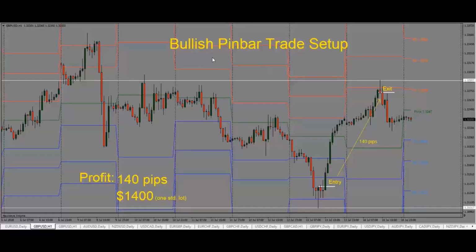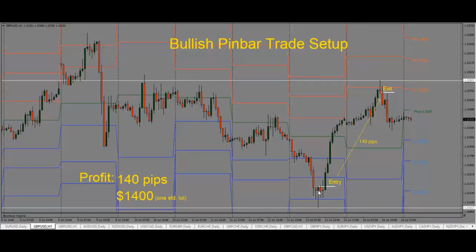Here we are looking at a bullish pin bar trade setup. This is pound US dollar 1 hour chart. A bullish pin bar trade setup is just a single candlestick setup where we see price come into a support level and then it bounces off of that support level and we get a large wick here. So this wick in the bottom, and we usually have a small candle body, and generally with a bullish pin bar I like to see a green candle body.